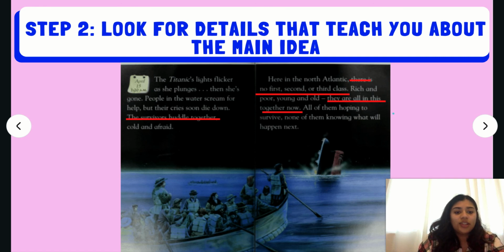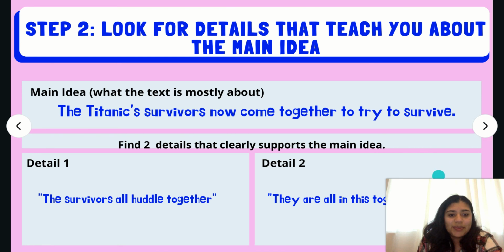This teaches me that they are no longer being separated by how much money or how old or young they are. They are one group of people trying to get out of this very terrible situation. And the sentence, they're all in this together, also lets me know that they need to work together to try to survive and get back to shore and safety. So now that we found some details, we can take a closer look at our key details.